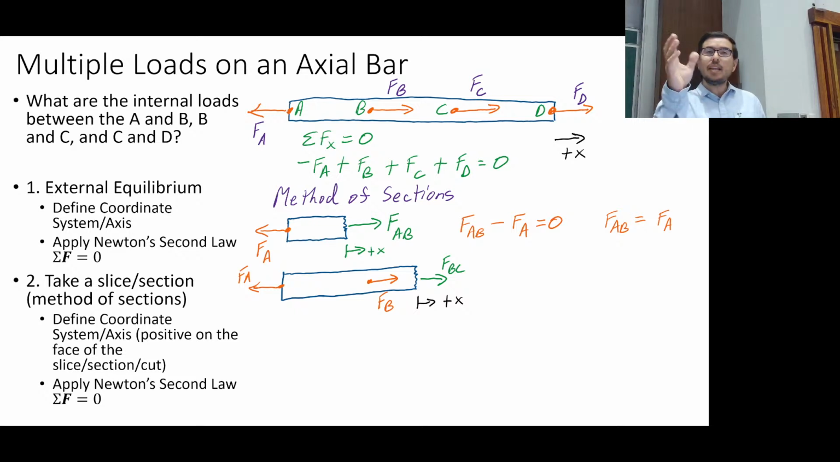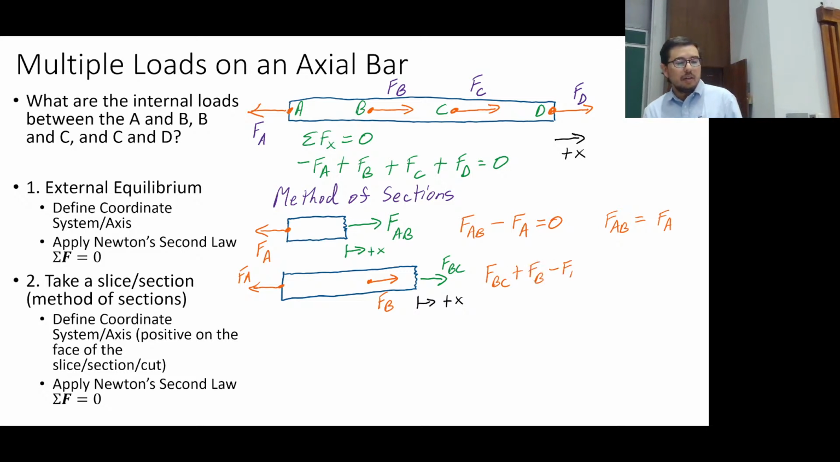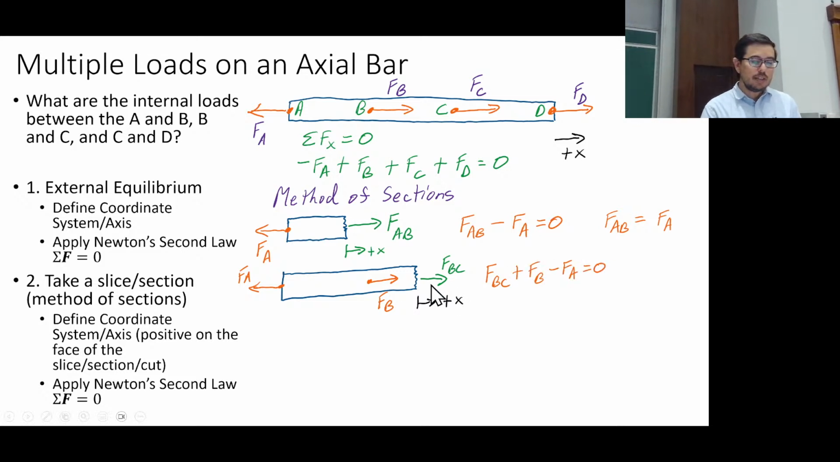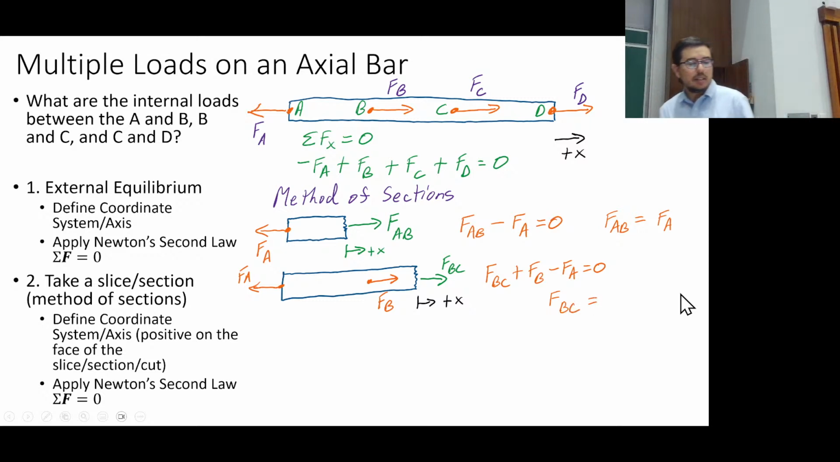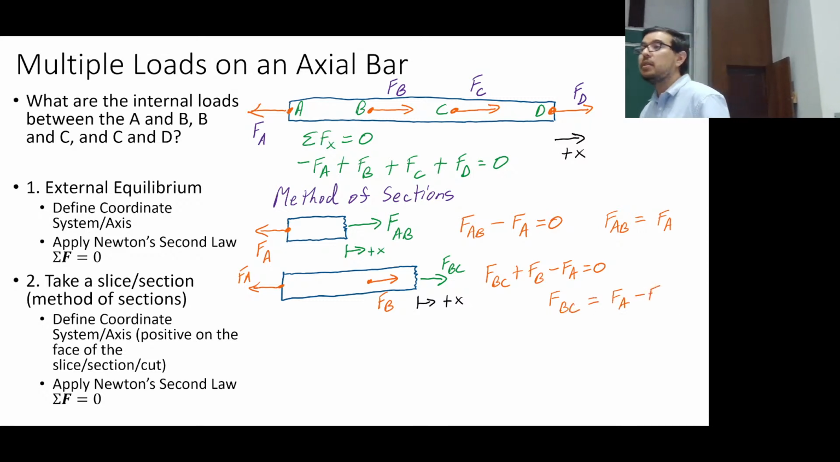Now we did that a little bit fast, right? But we could sum them all equal to 0, which is what we have here. Okay. All right. So FBC is acting in the positive x, as is FB minus FA. And so FBC is equal to FA minus FB.